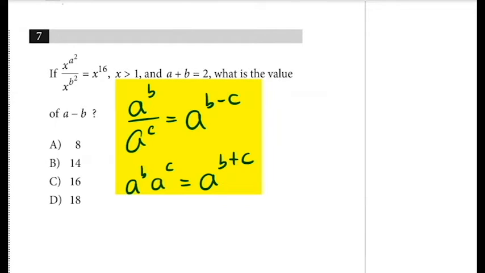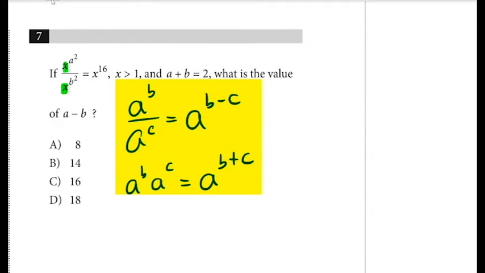Now, if you don't yet have these two rules memorized, you should definitely try to do that as quickly as possible, because there's no way to do your best on the SAT without knowing these two rules really well. The one we're going to use on this problem is the top rule, because we have a fraction with exponents in the numerator and denominator, and we have the same base. In this situation, we have x's in the numerator and denominator.